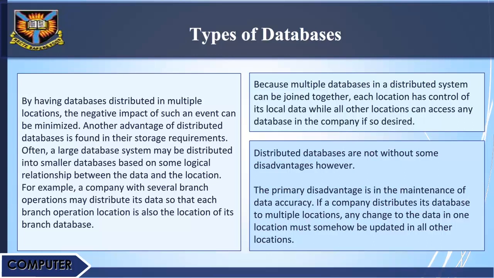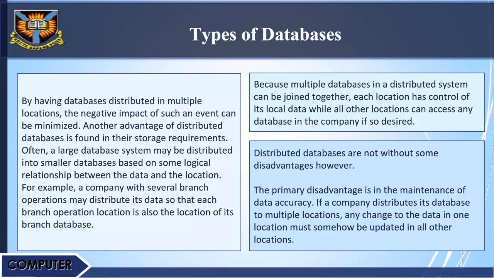Another advantage of distributed databases is found in their storage requirements. Often, a large database system may be distributed into smaller databases based on some logical relationship between the data and the location. For example, a company with several branch operations may distribute its data so that each branch operation location is also the location of its branch database. Because multiple databases in a distributed system can be joined together, each location has control of its local data while all other locations can access any database in the company if so desired.